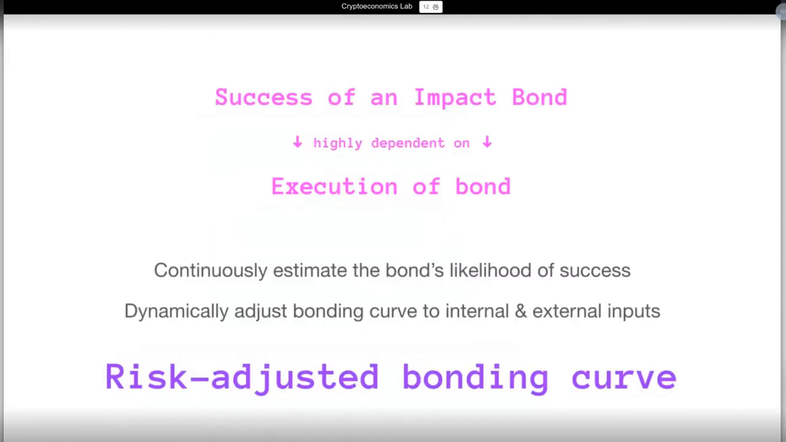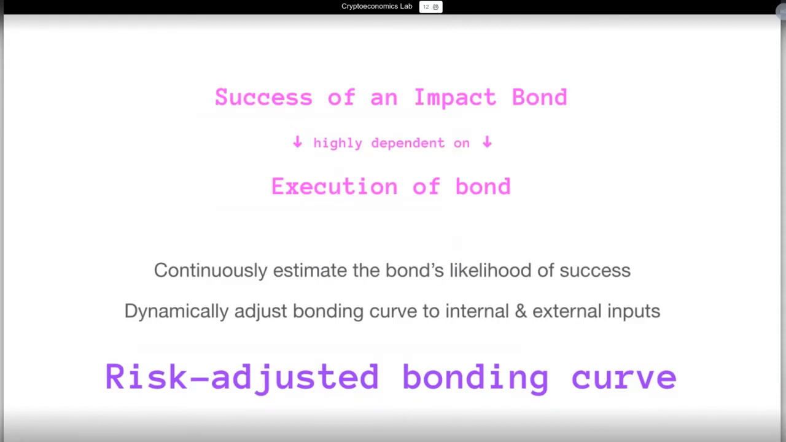So we know that the success of an impact bond is highly dependent on the execution of the bond. The success is essentially determined during the execution phase, when we can actually gain new information about the system because it is the longest phase. We can also get external information, such as how much risk the project is going to face, or other completely secondary factors which also affect the bond. We are able to collect all of this information and dynamically change the success likelihood of the impact bond based on the information we get.